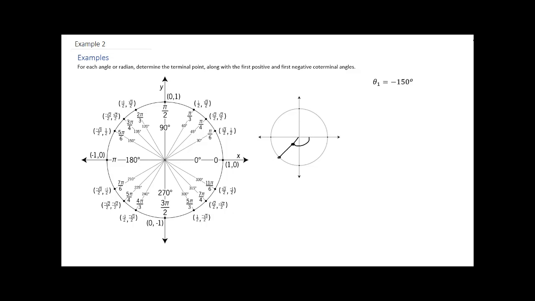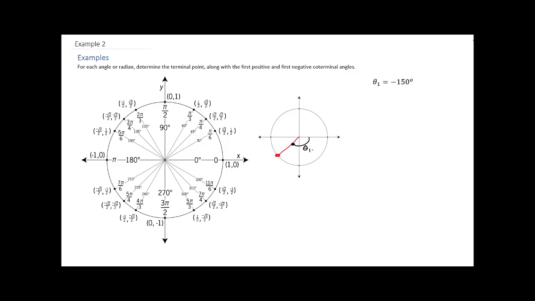Negative 150. Now, let's see if we can find some other angles to match up with that. So let me draw my terminal line in here. There we go, my terminal arm, I mean. There we go. So there's angle 1.